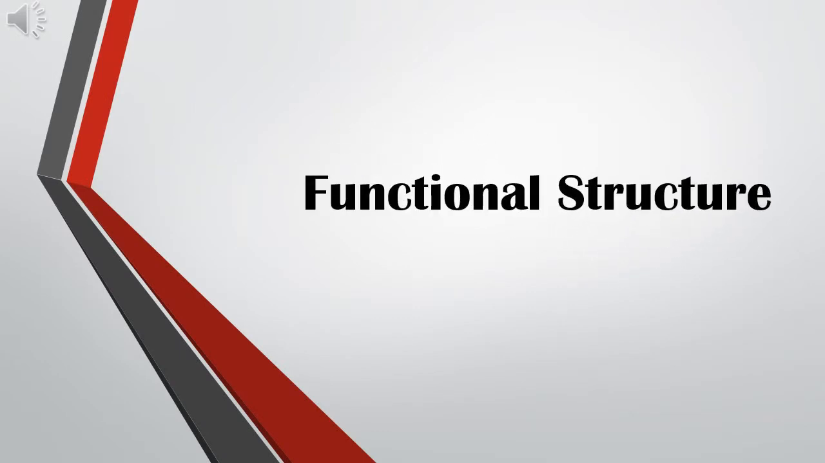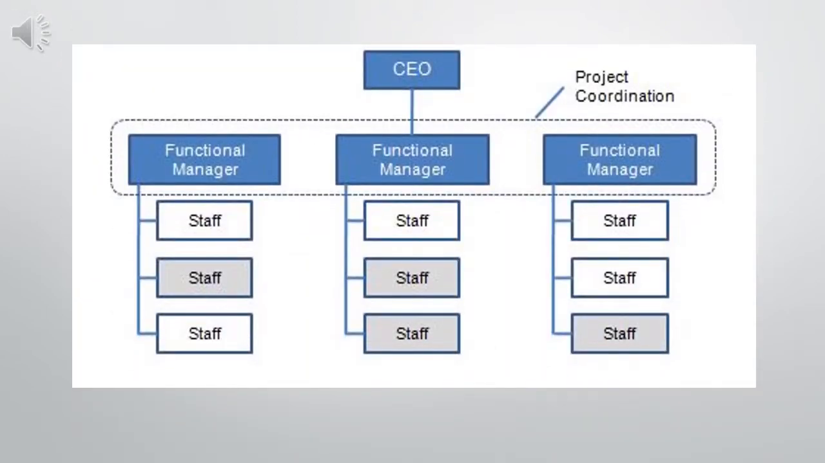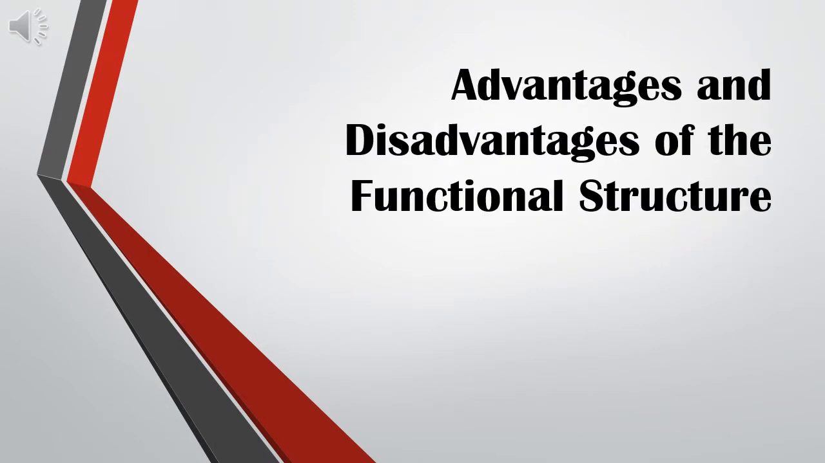A functional organisation is when the company is divided into segments based on their roles or functions. This organisational structure is very common in larger businesses and helps them to run to the best of their abilities. There are both advantages and disadvantages to the functional structure.